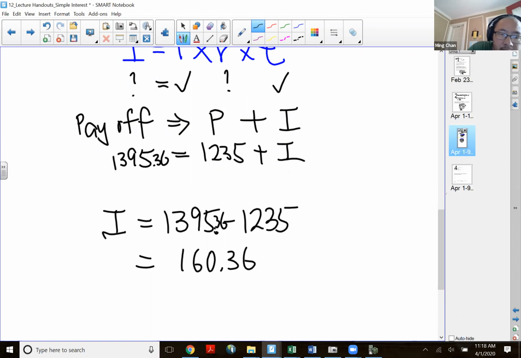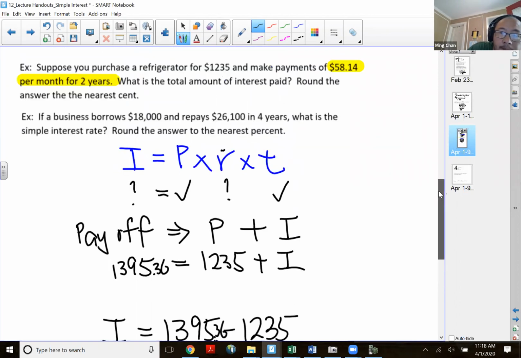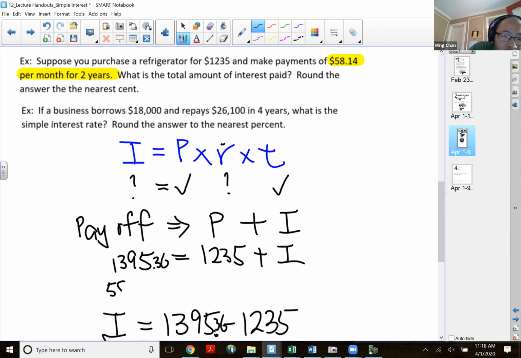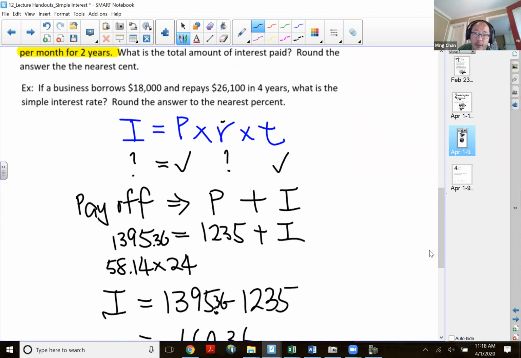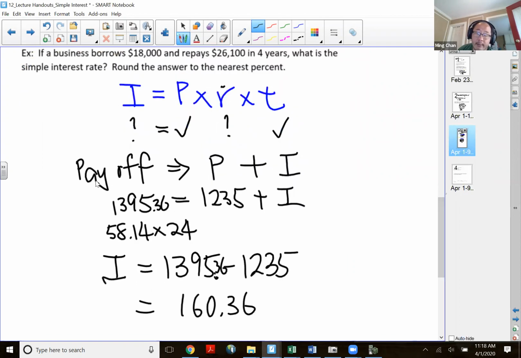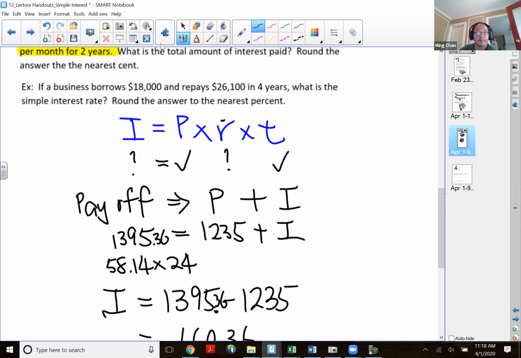All right, so where does the $1,395.36 come from? It comes from $58.14 a month times 24 payments. Okay, 2 years, 24 payments. So I need to figure out the total amount of money I paid, or what my payoff is, and subtract off what I borrowed. Then that will tell me what my interest is.